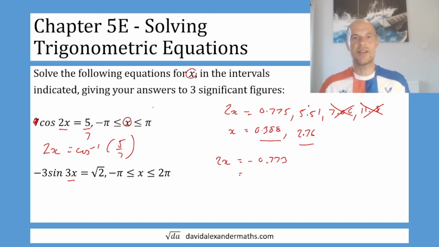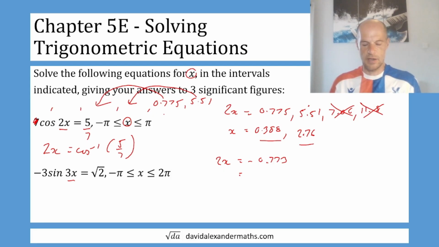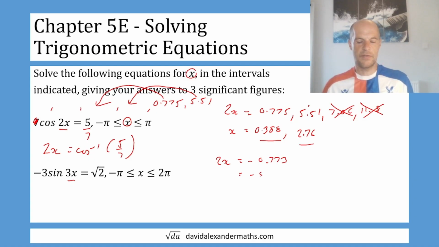Let me make this really clear: we have 0.775 and 5.51, and the solution here is 2 pi off 5.51. The next one down is 0.775 take away 2 pi, and that is negative 5.51. And the next one down is the negative 0.773 take away 2 pi. Actually, we shouldn't even be looking at that really.